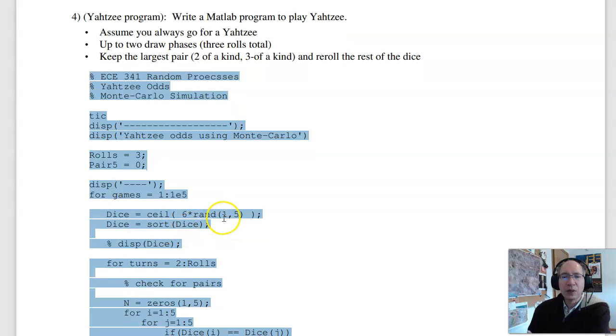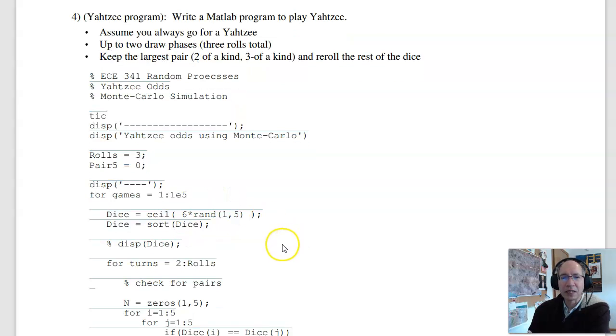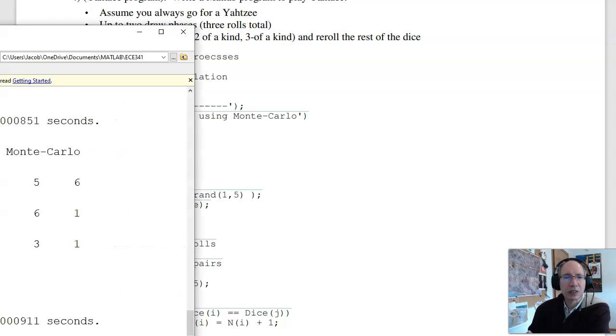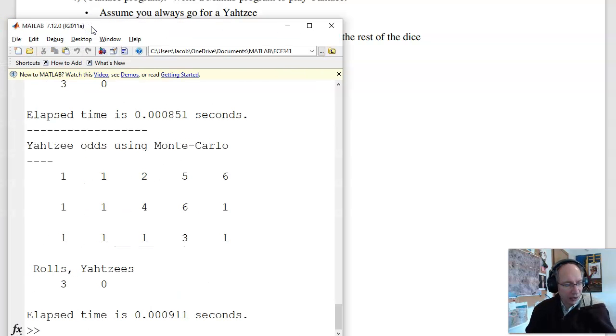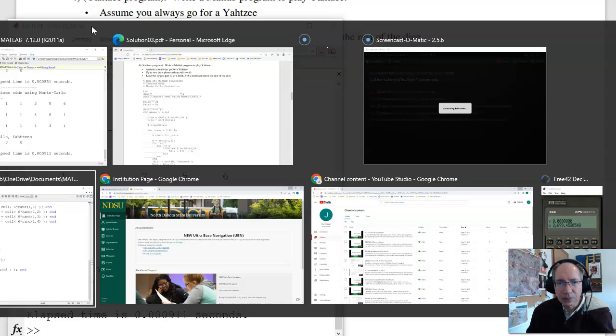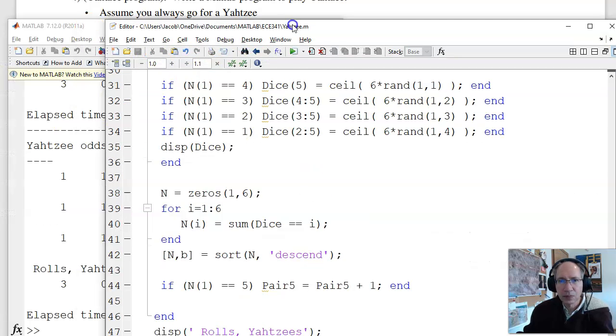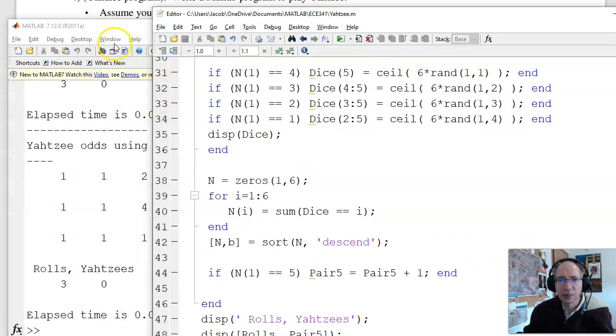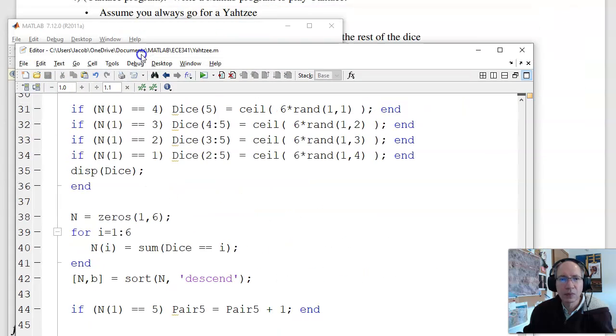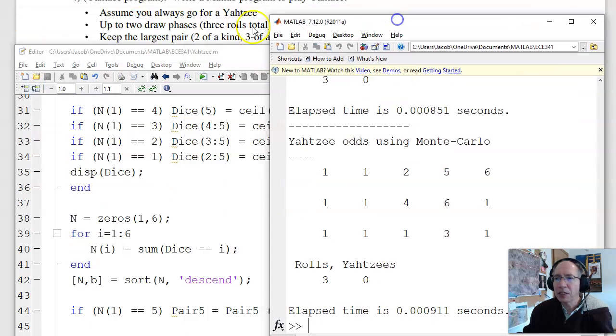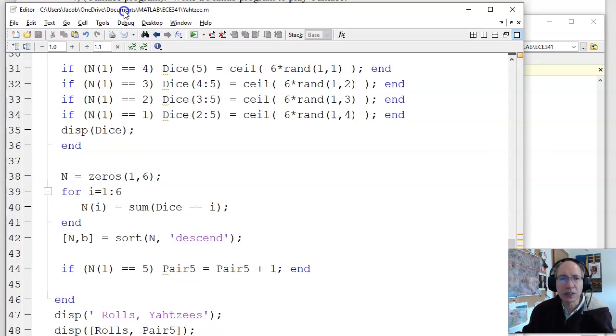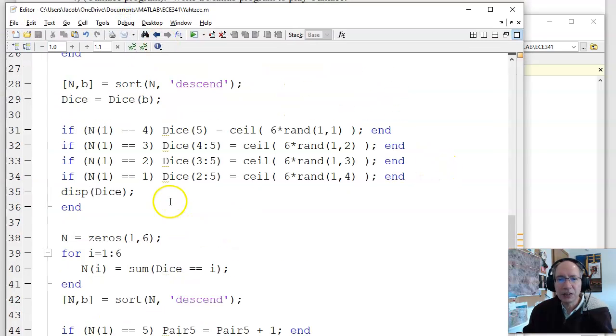Problem 4 is write a program to calculate that. So here's what the program looks like. And to debug it, let's put it over here. Debugging code is kind of one of the more important parts in writing programs. How do you check your code?